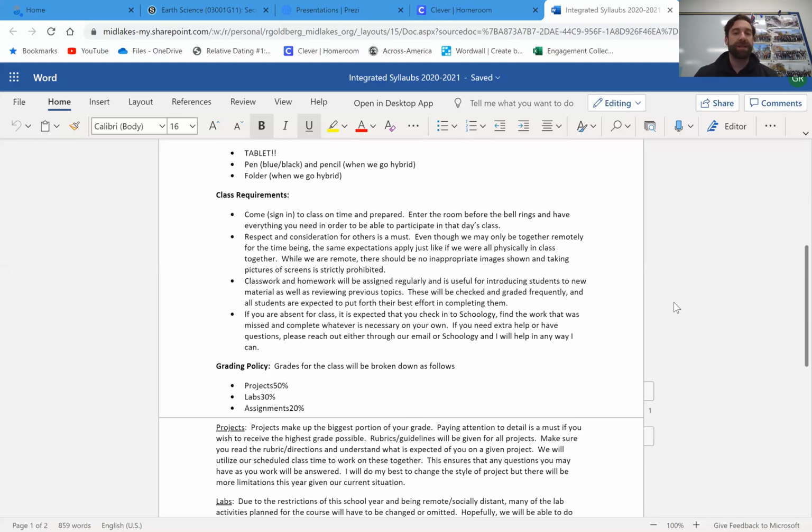Obviously, respect and consideration for others is another big thing that I expect from students. In Zoom sessions, they need to conduct themselves in a professional manner, being respectful to others, as well as being in school once we go into the hybrid model. It's the same for both methods of teaching.